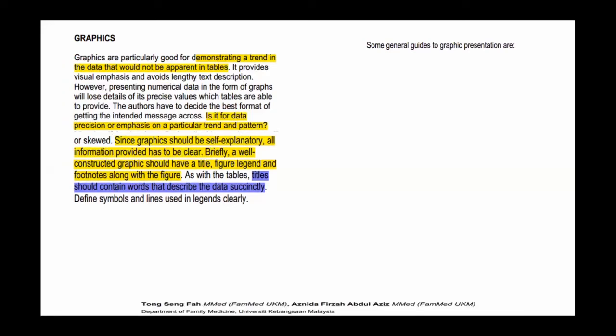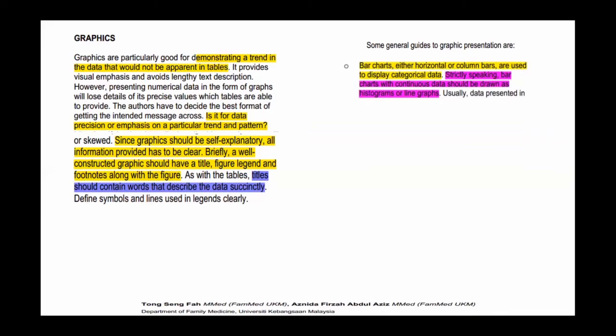Now, what are some of the general rules or guidelines that would help make our graphs better presented? First, we need to establish the facts on the type of data set we are working on. Is it categorical data or is it a continuous data set? Now, having this sorted out, bar charts, either in the horizontal or column bars, are used to display categorical data, whereas histograms or line graphs are best used in displaying continuous data sets.